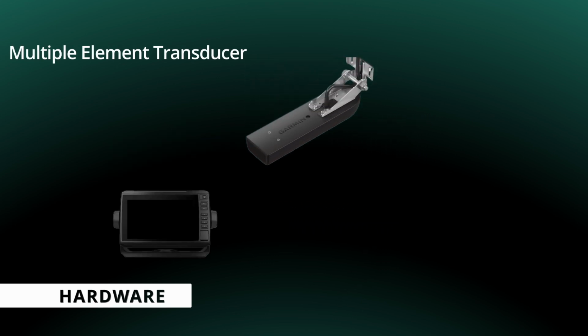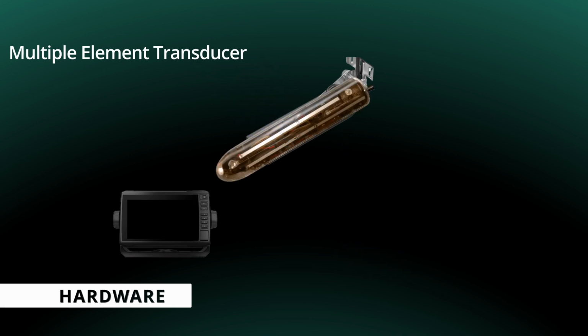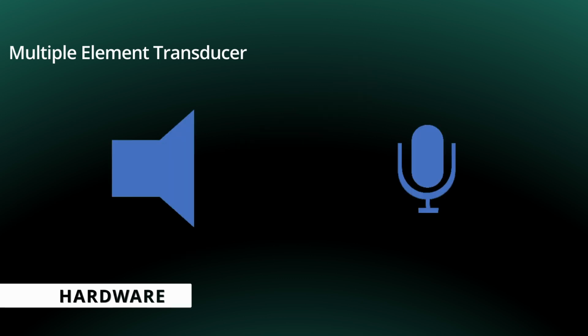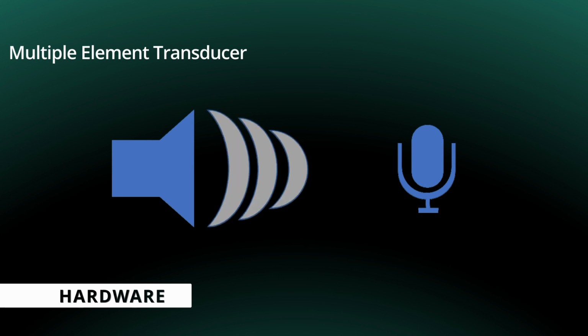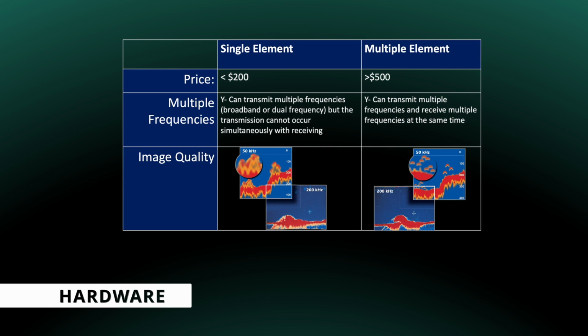In a multi-element transducer, just like the one here, multiple elements are used to send and receive signals simultaneously. An example of this would be a speaker and a microphone, where the speaker is transmitting and the microphone is receiving. It turns out there are some pretty substantial differences between transducers in terms of quality and price.